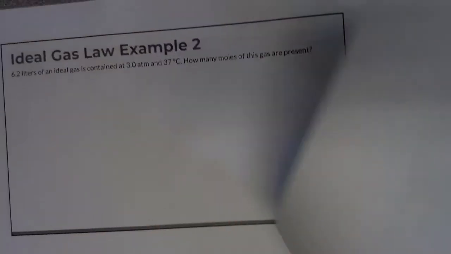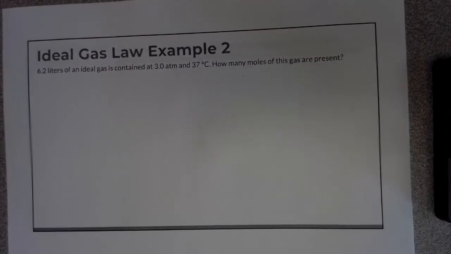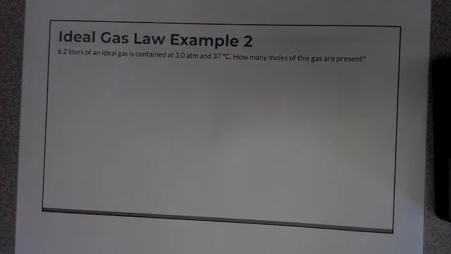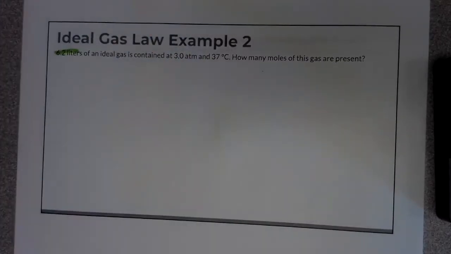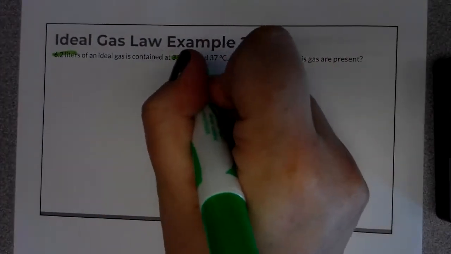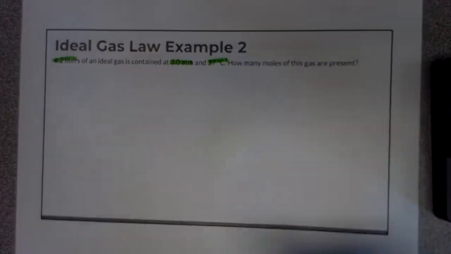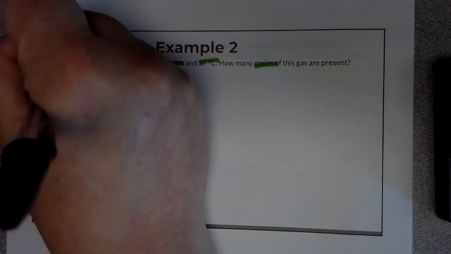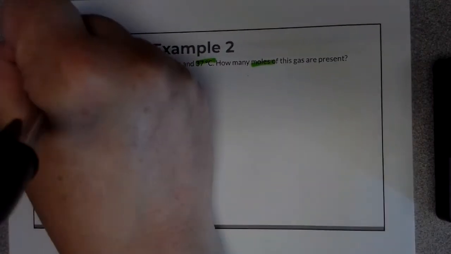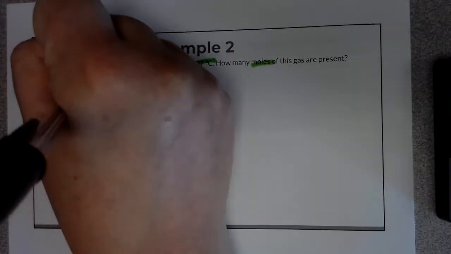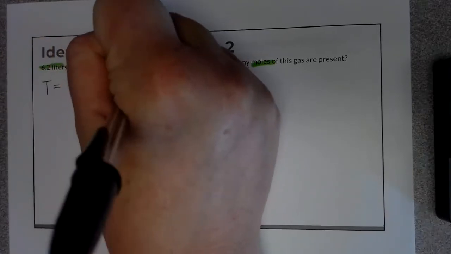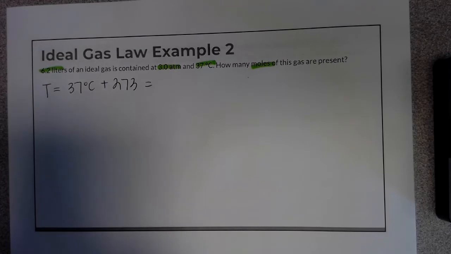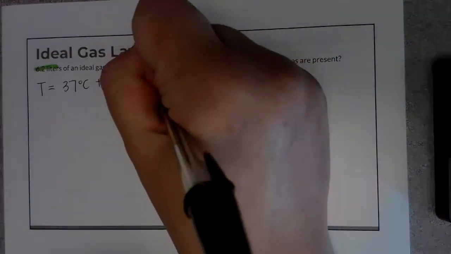We're going to do each example where we solve for each different variable. So the next one says, 6.2 liters of an ideal gas is contained at 3 atmospheres and 37 degrees Celsius. How many moles of gas are present? On this one, all we have to do is convert the temperature. So T equals 37 degrees Celsius plus 273, which is going to give me 310 Kelvin.